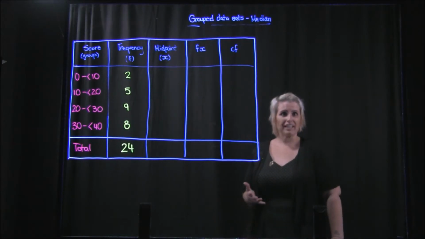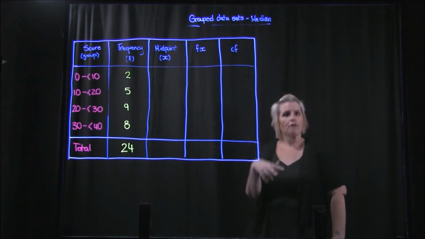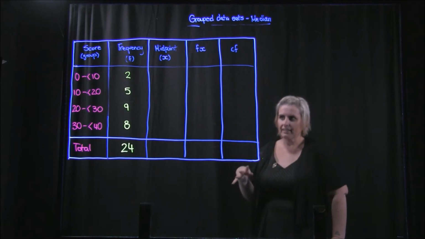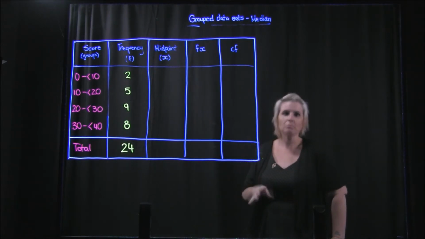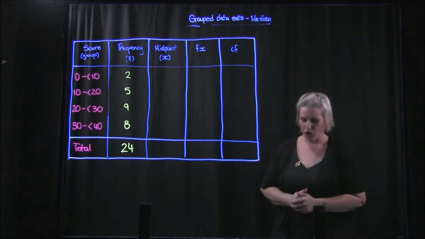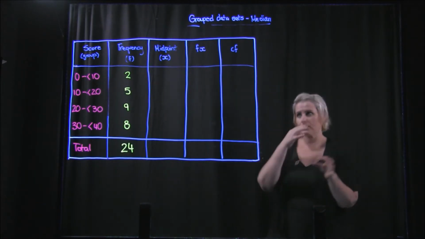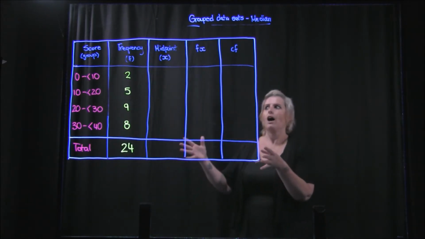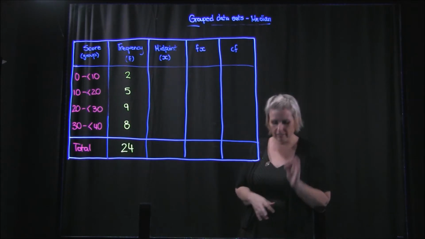Okay, so now we're going to have a look at group data sets, finding the median. This is basically an estimation of the median, but it's a pretty good approximation. We have a formula that goes with it, but first I need to show you how we set the table out. The table is slightly different.